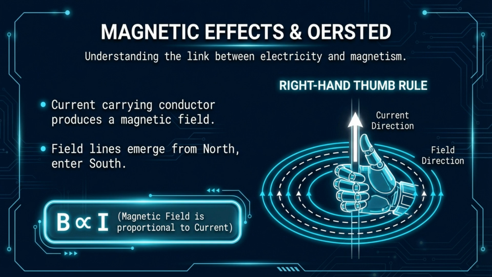Oersted's discovery linked electricity and magnetism, showing that a current-carrying conductor produces a magnetic field. The right-hand thumb rule helps determine the direction of the magnetic field. The magnetic field, B, is proportional to the current, I.